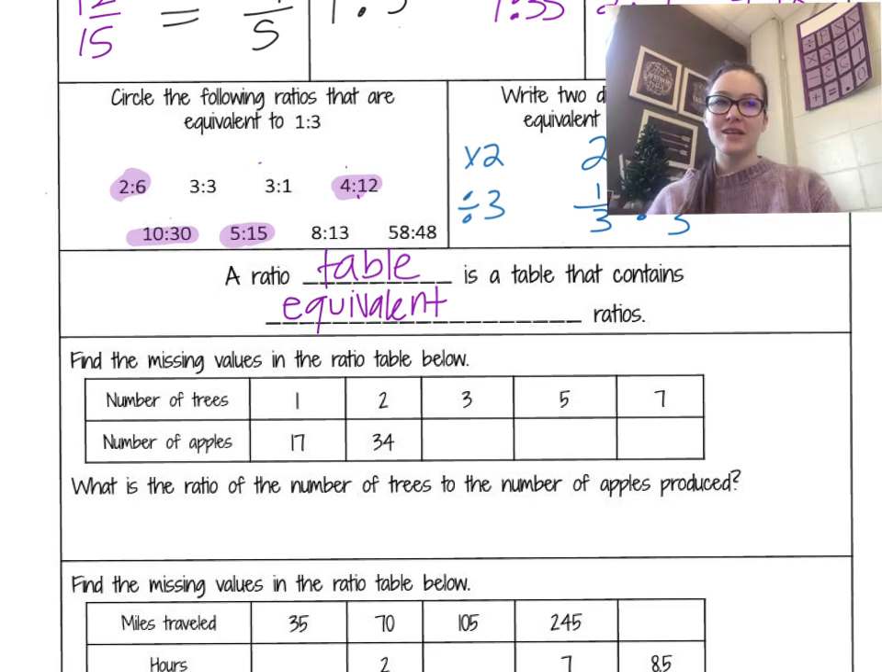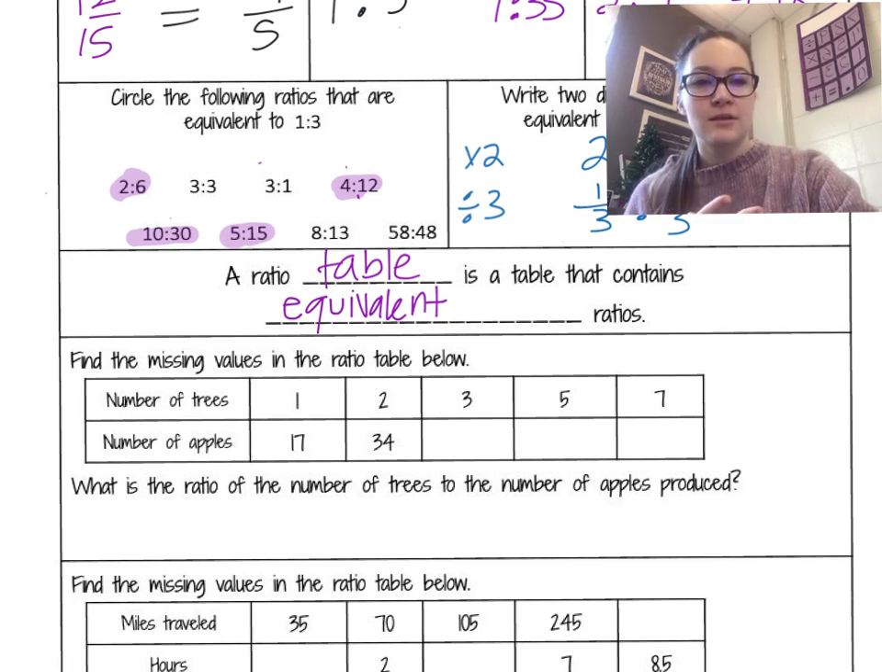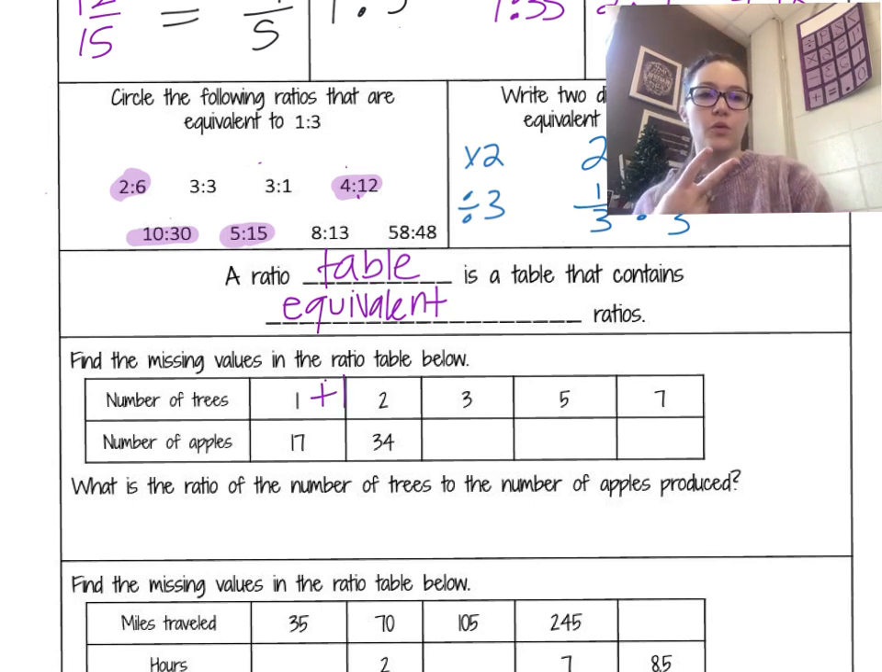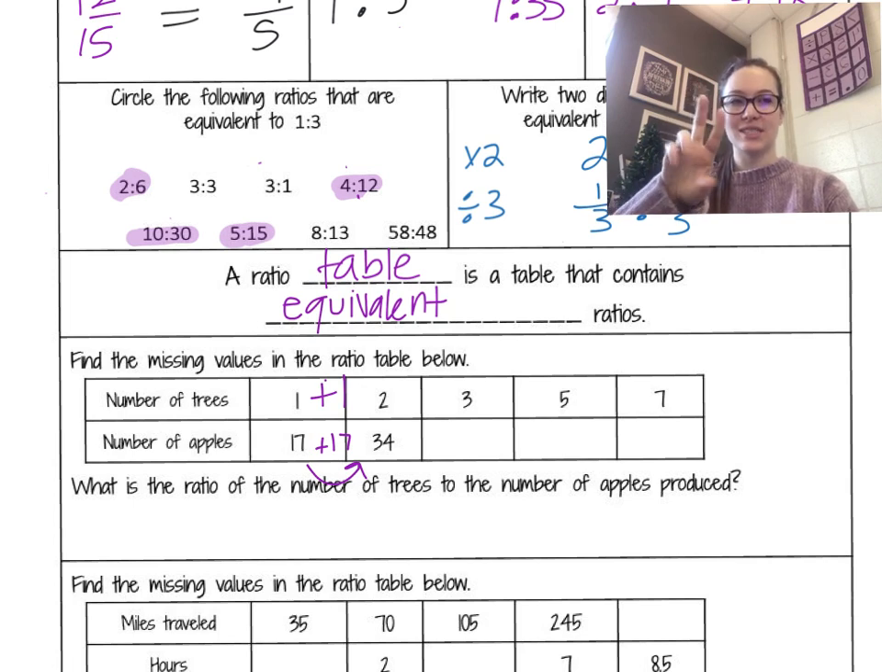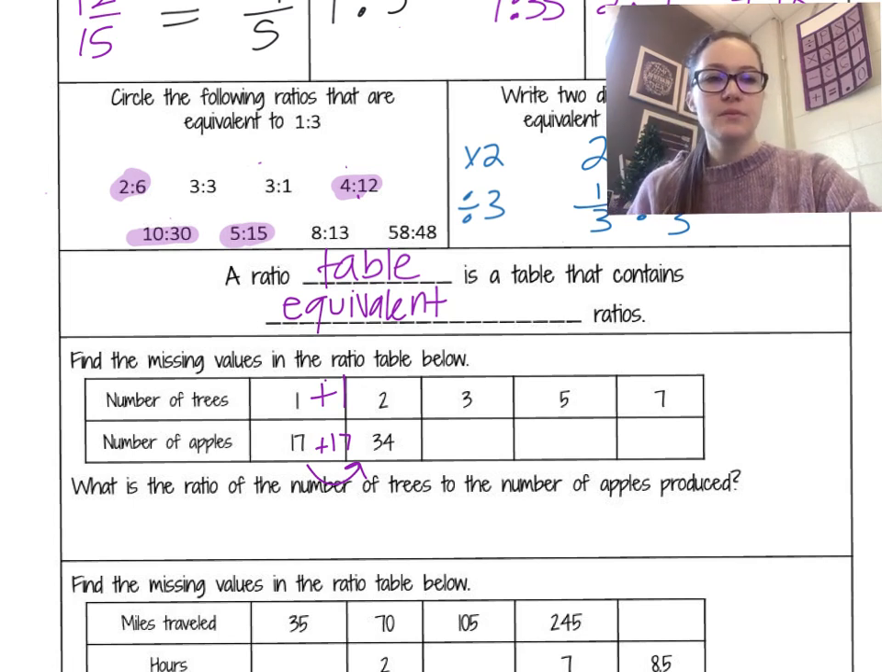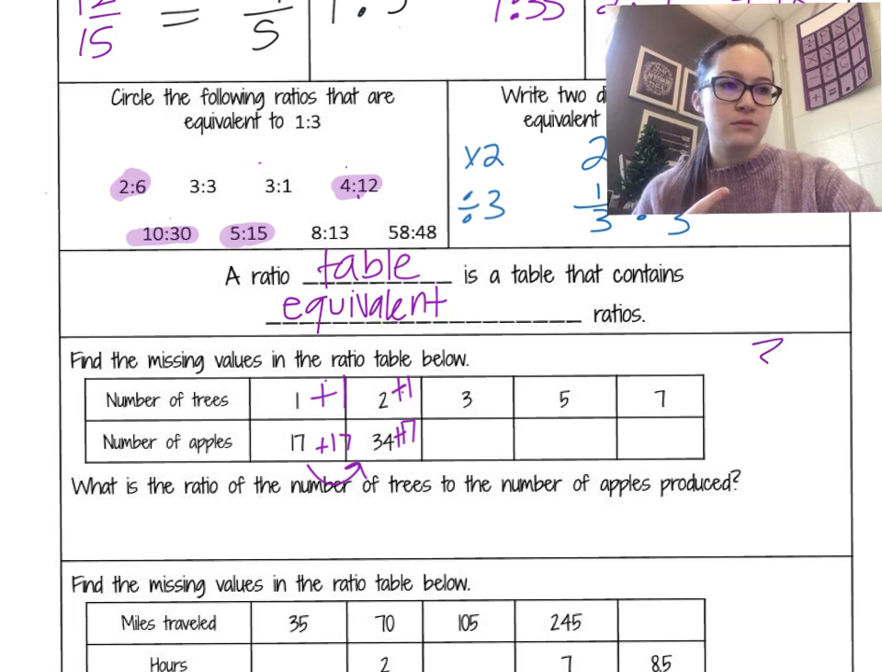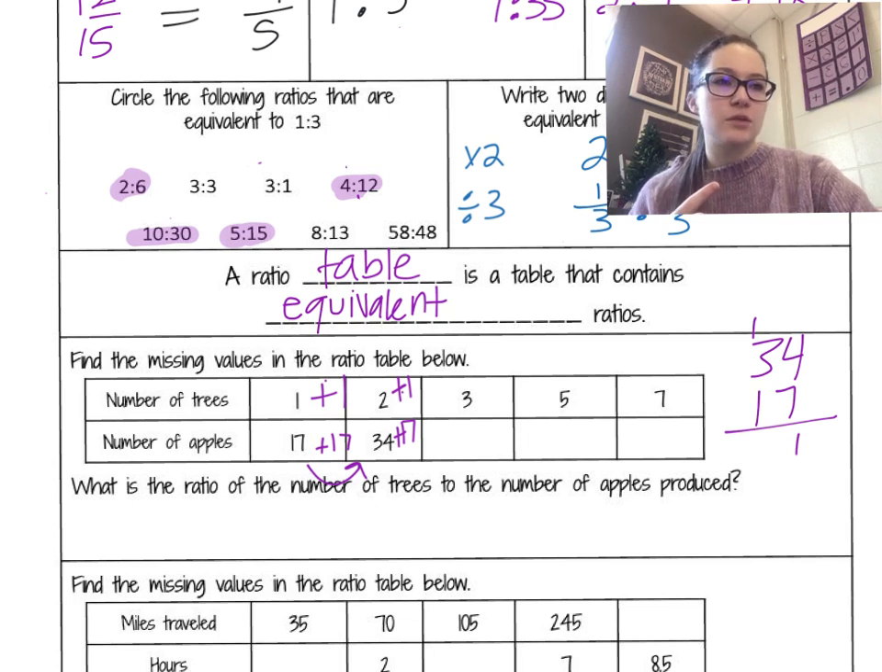And this is kind of where it can get tricky. I can do this by multiplying. I can also do it by adding. So to get from 1 to 2 trees, I added 1 tree. Then from 17 to 34, I added 17. So for every 1 you add, you have to add 17. I can't show that on my fingers, okay? So from 2 to 3, I added 1, which means for the number of apples, I have to add 17, which is 51.